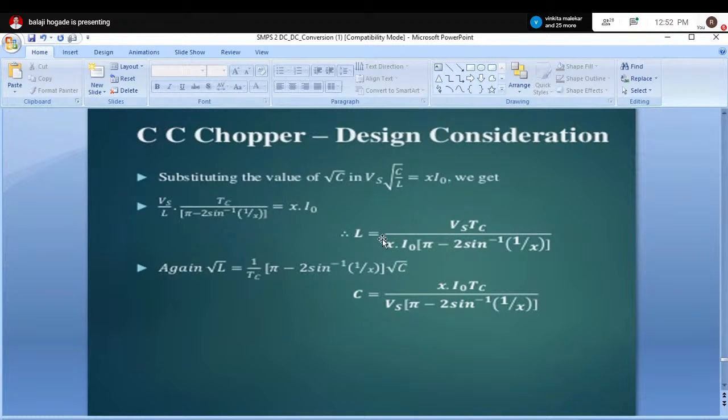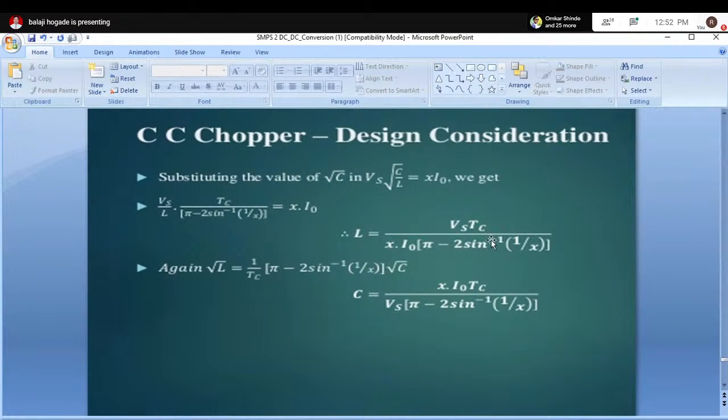They will ask to find out the values of the inductor and capacitor, and what will be given: the circuit turn-off time, the source voltage, the load current, the capacitor current. From that you can find out this value of x. So you have to use the steps to find out the values of the inductor and capacitor from the known formulas.